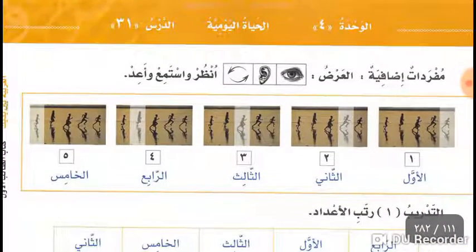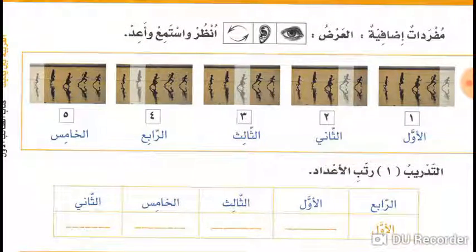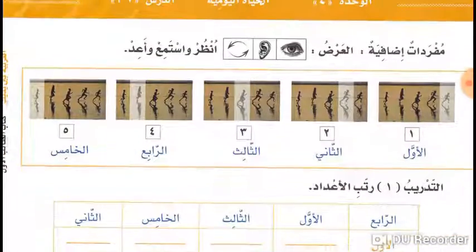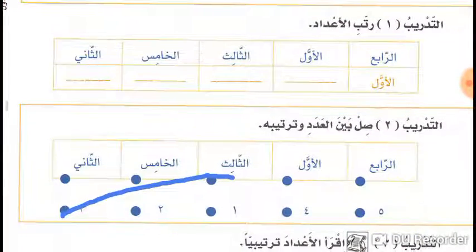Correct. Extra vocabulary: these are ordinal numbers. First, second, third, fourth, fifth. Then the exercise: sort the numbers, arrange the numbers. Sort the numbers: first, then you will write second in the blank, then you will write third, then what will you write?